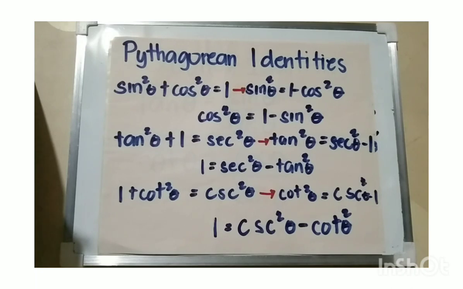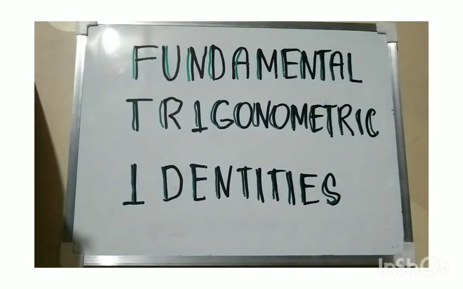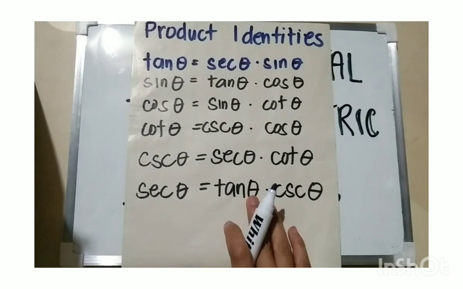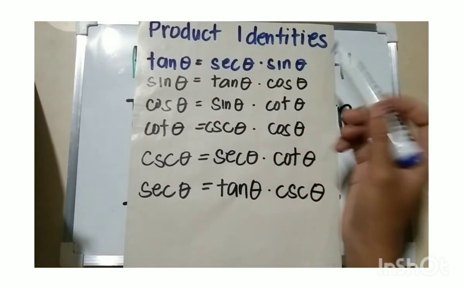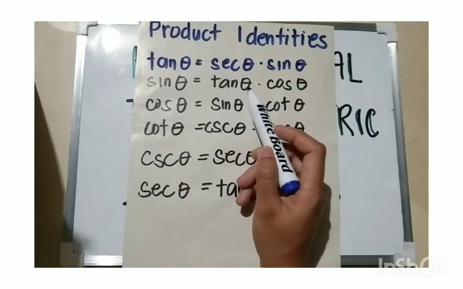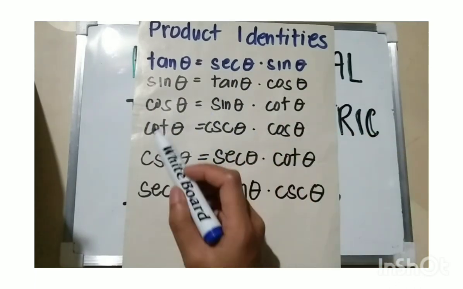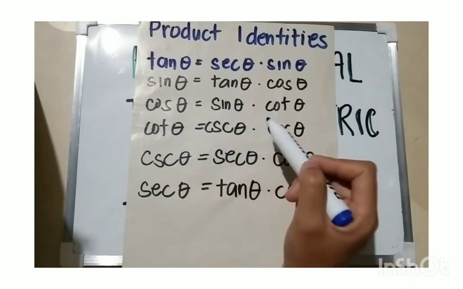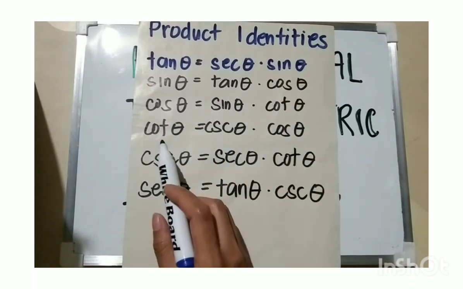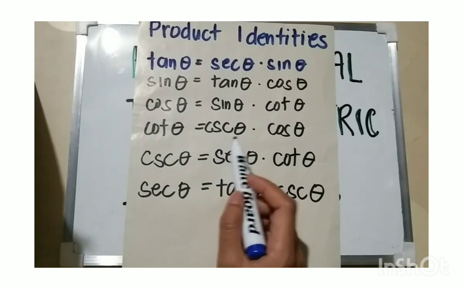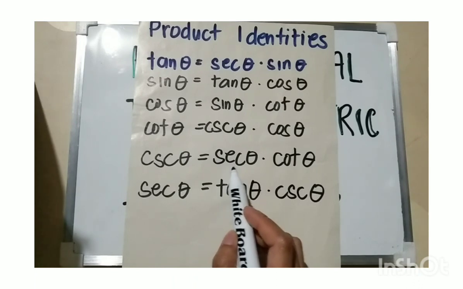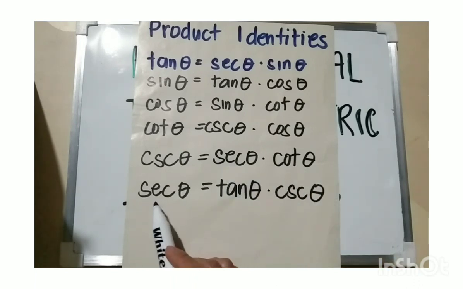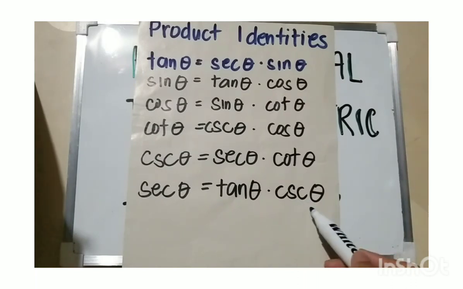And lastly, we have our product identities. In product identities, the tangent theta is equal to secant theta times sine theta, while the sine theta is equal to tangent theta times cosine theta, and the cosine theta is equal to sine theta times cotangent theta, and our cotangent theta is equal to cosecant theta times cosine theta, while our cosecant theta is equal to secant theta times cotangent theta, and our secant theta is equal to tangent theta times cosecant theta.